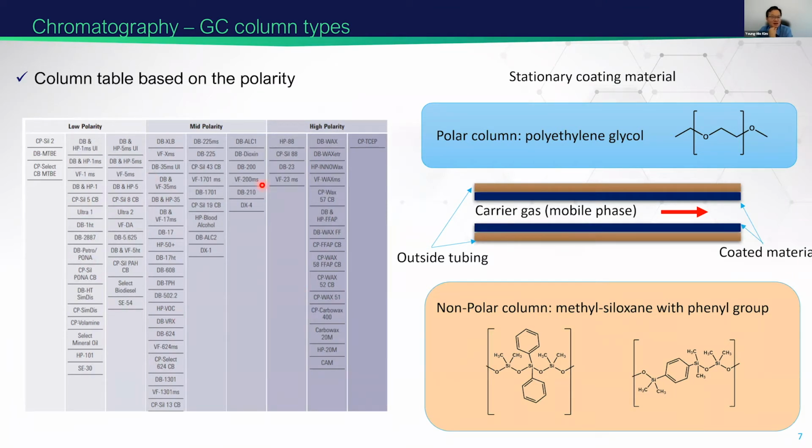This is the product table from Agilent Technologies, and they separated three different groups: low polarity, mid polarity, or high polarity. The one on the right is just a cut of the gas chromatography column, and the carrier gas, for example helium, runs through this column. Inside, some material is coated on the surface. If we put polyethylene glycol or similar structural polymers inside the column, there are a lot of dipoles and electronegativity of oxygen, so it becomes relatively polar. If we coat the inner surface with methyl siloxane with a phenyl group, this column will be non-polar. Non-polar means it interacts with non-polar compounds, and polar means it interacts with polar metabolites.